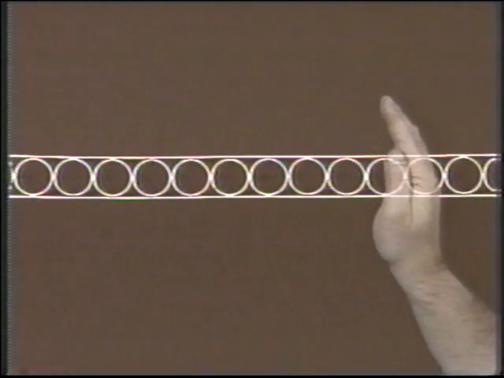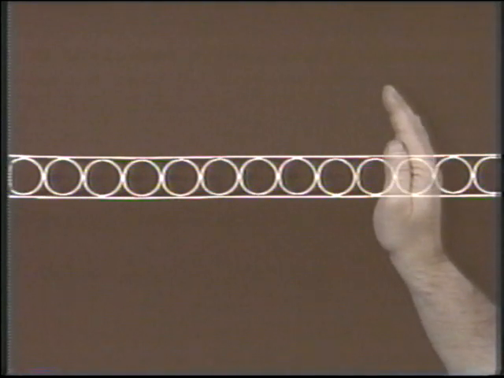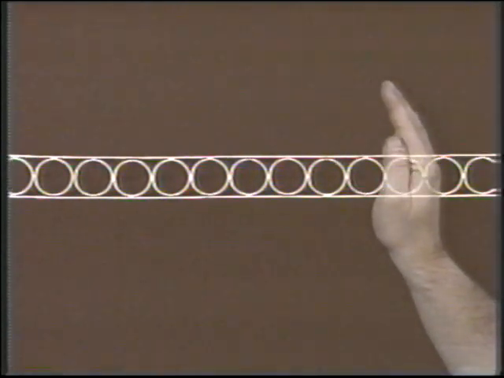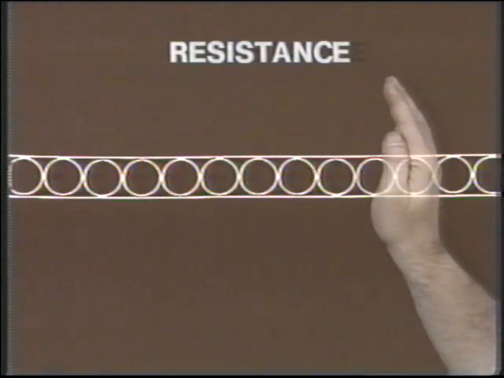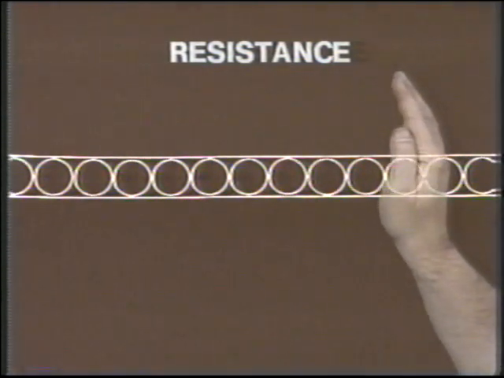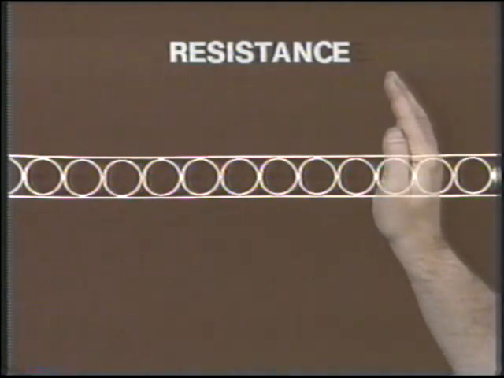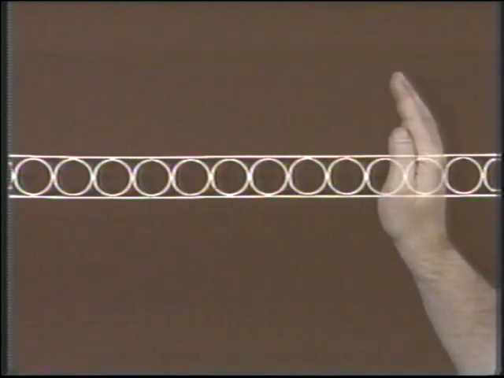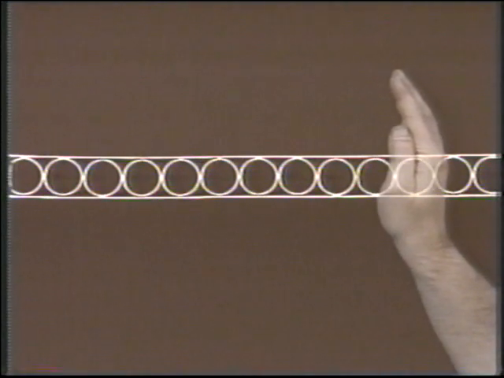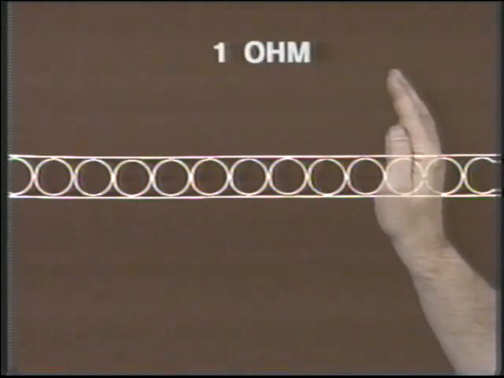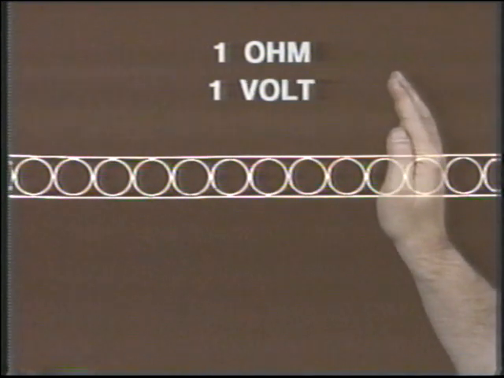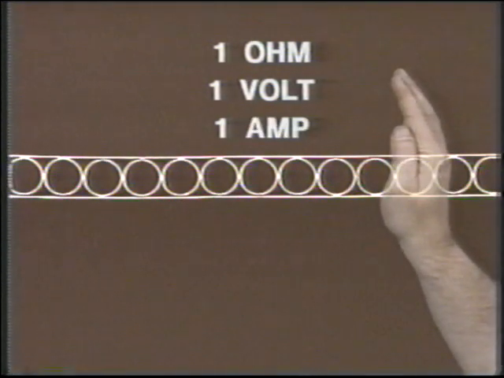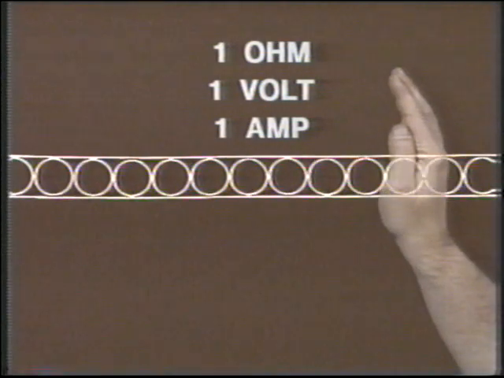As current flows, there is always some opposition to that flow. Opposition to current flow is called resistance. Resistance may be thought of as electrical friction and is measured in ohms. 1 ohm is the resistance through which 1 volt can force 1 ampere of current to flow.